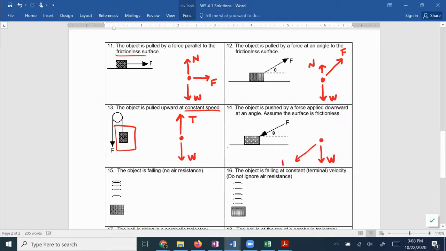Okay, this number 14 is very similar to number 12, except our reasoning is a little bit backwards. So we got F here. Keep in mind that the arrows always point out of the dot, never into the dot. So we'd still draw it kind of down and to the left, like so.